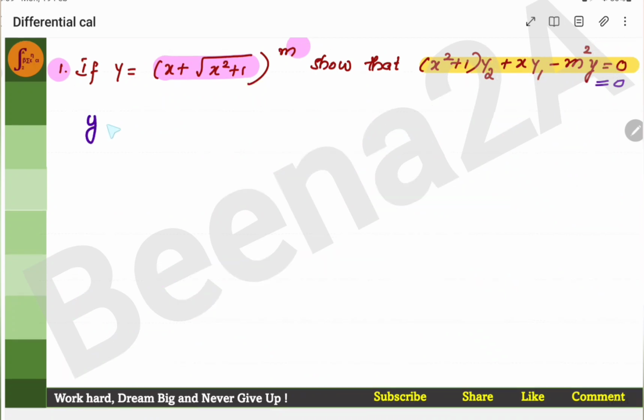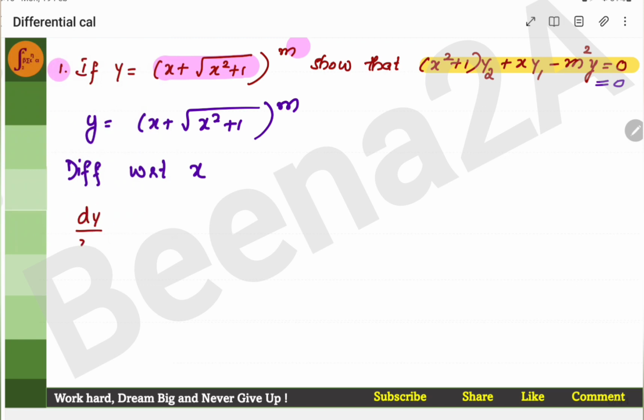So we have y is equal to (x plus root of x square plus 1) to the power m. Now what we will do is we'll differentiate this with respect to x. So when you differentiate, you're going to get dy by dx. Since everything is in terms of y1 and y2, we'll call this y1 is equal to, now here you have power. So whenever you have power, first find the derivative of power, right?